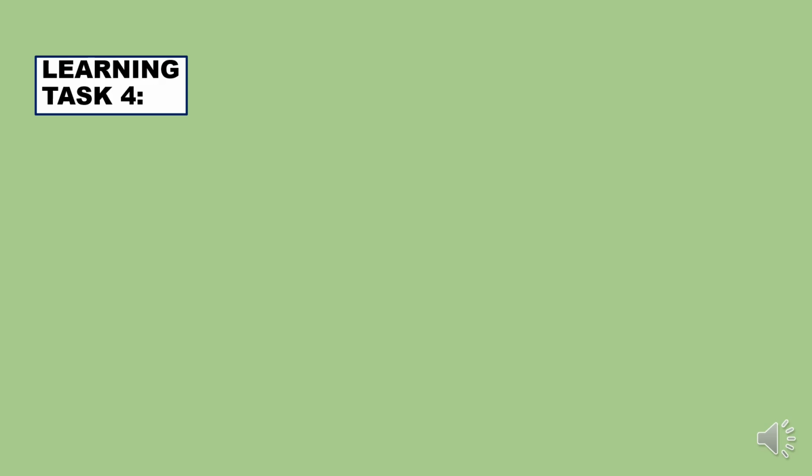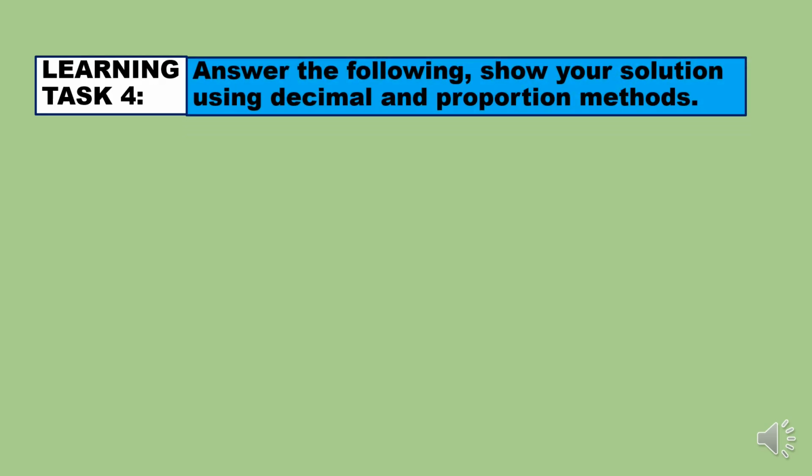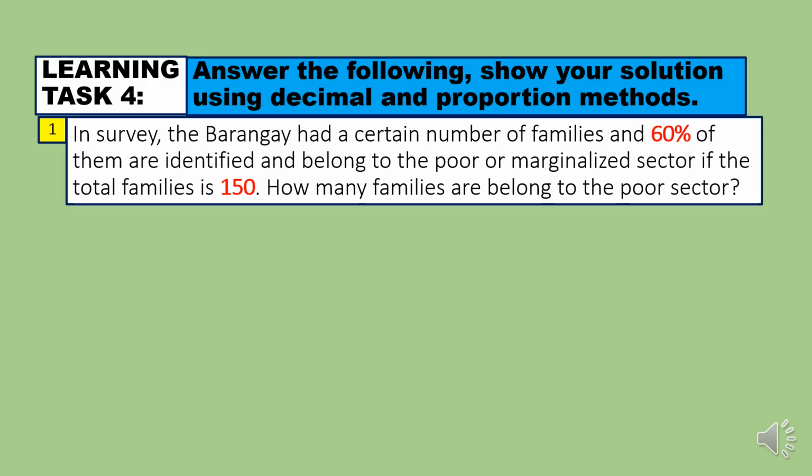For learning task 4, answer the following. Show your solution using decimal and proportion methods. Sagutan natin ang number 1 problem. In a survey, the barangay had a certain number of families and 60% of them are identified and belong to the poor or marginalized sector. If the total families is 150, how many families belong to the poor sector? Itong problem na to ay nagpapakita na ito ay example ng percentage problem.